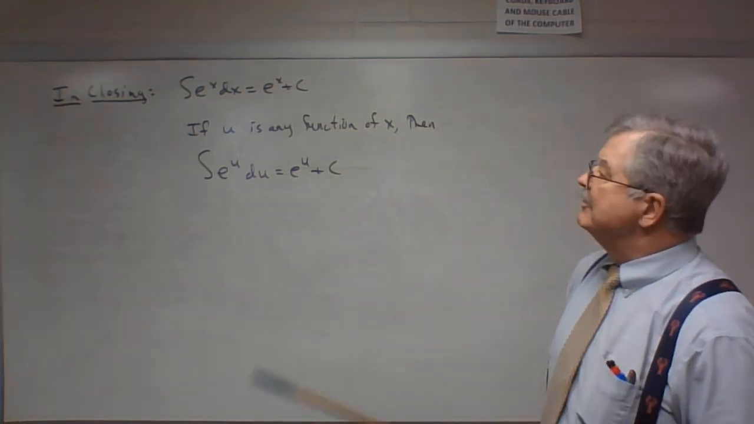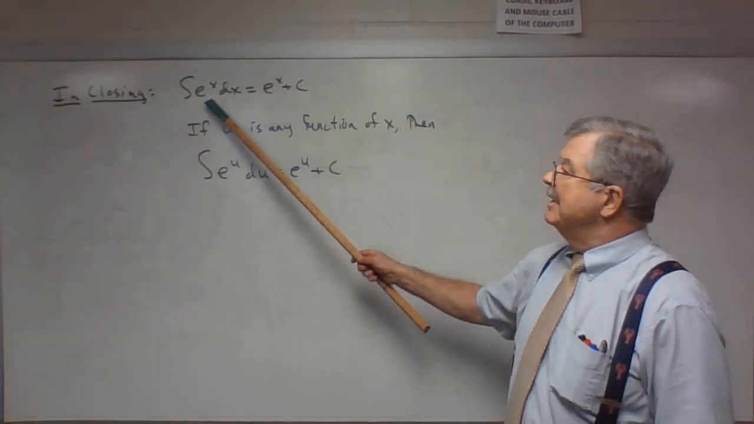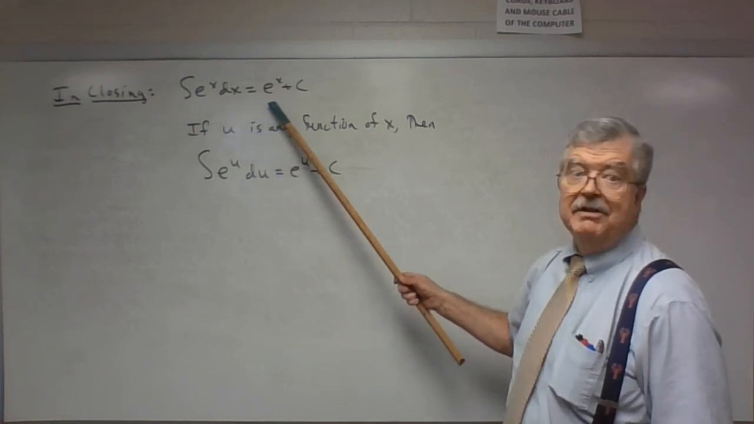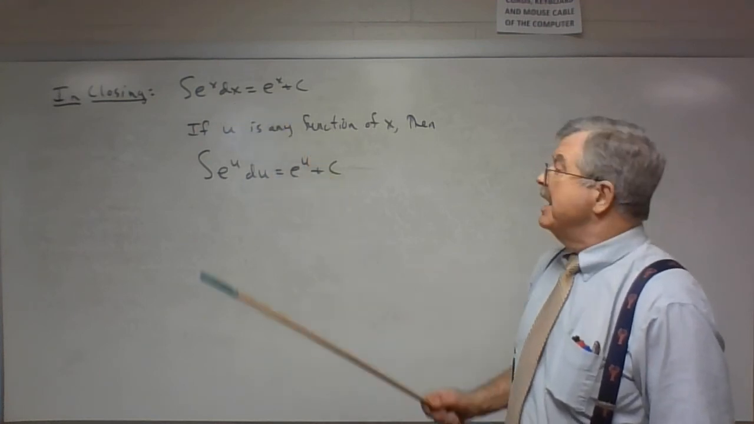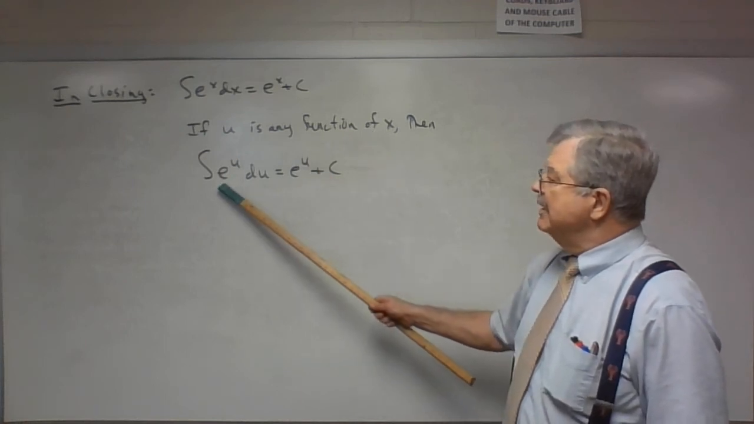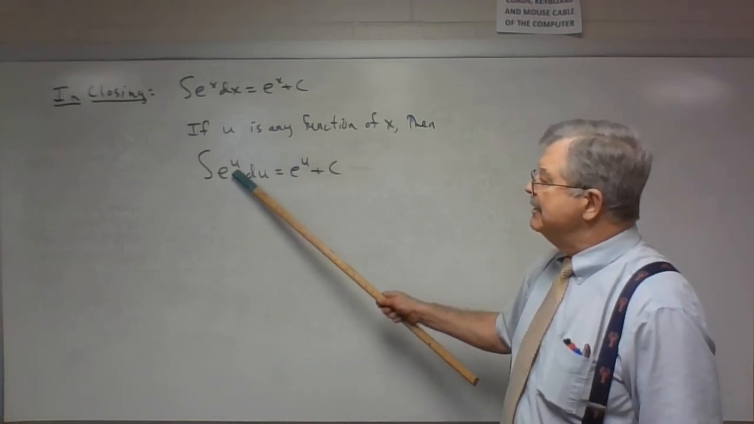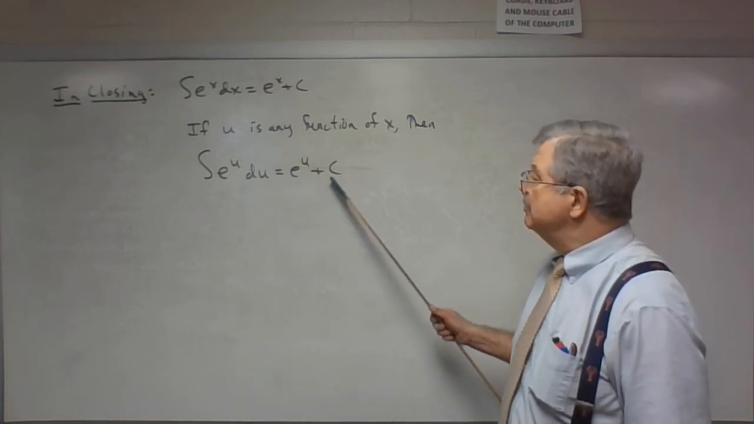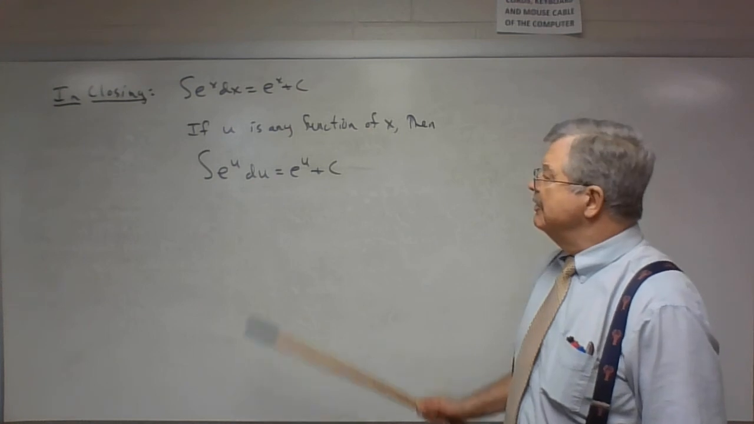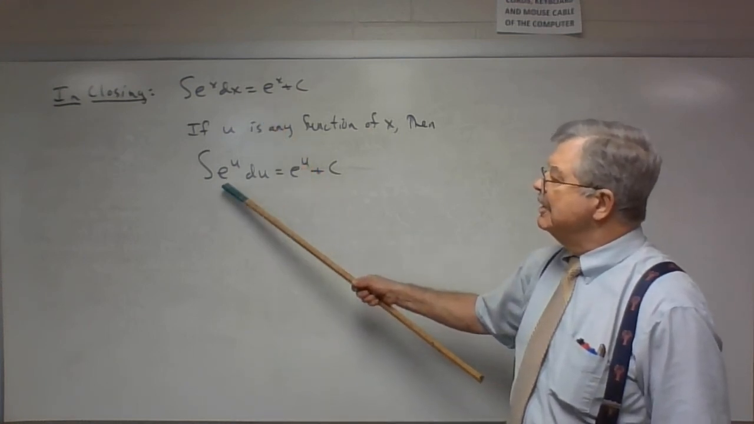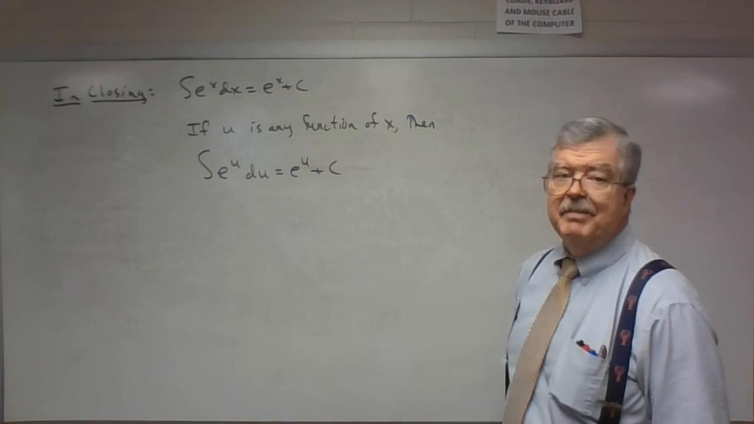Let's just sum everything up. The antiderivative of e to the x is e to the x. And if u is any function of x, the antiderivative of e to the u du is e to the u plus c. So this tells us how we do U-substitution when we're integrating an exponential function.